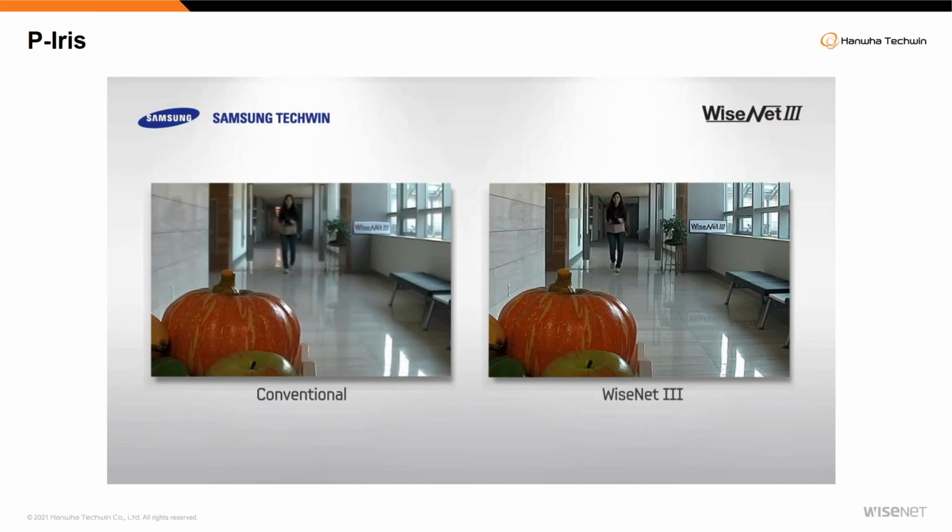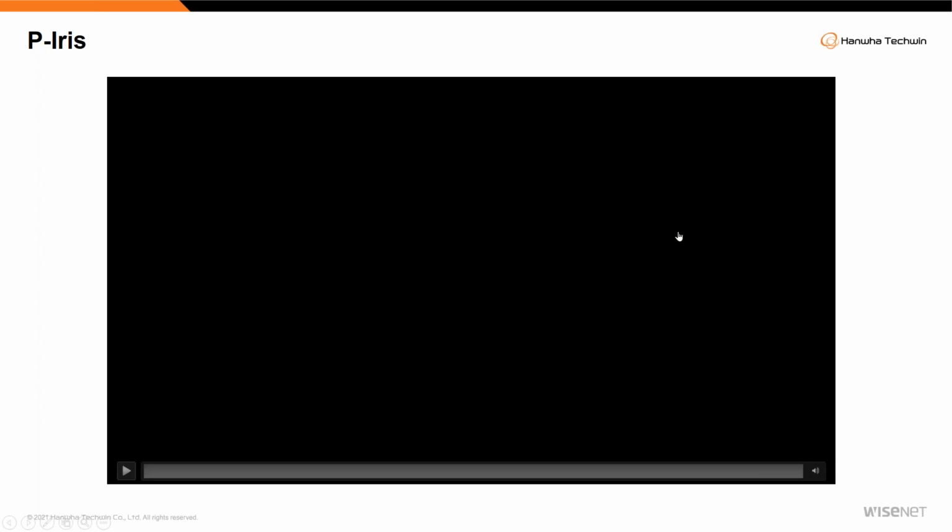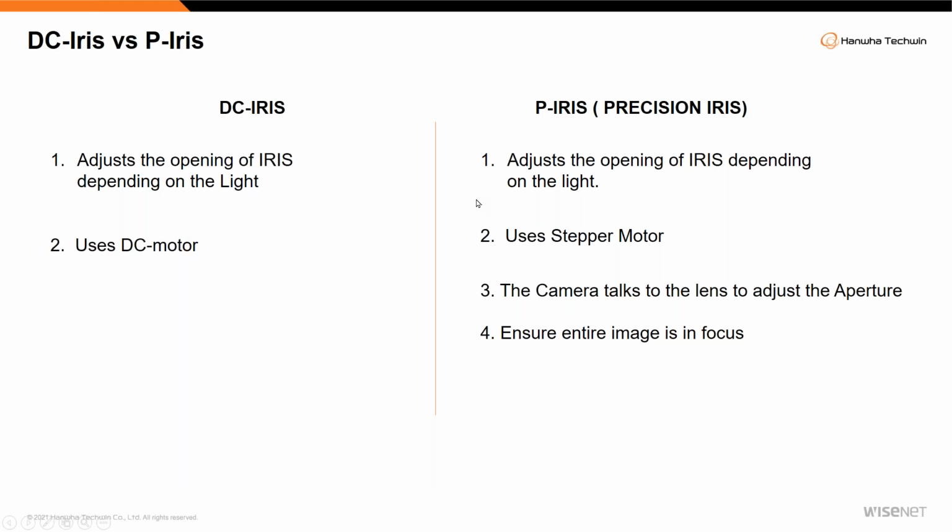DC iris is not bad because you can see globally 90% of the cameras are DC iris, so you don't really have to worry about it. But just know P iris or precise iris is a little bit more advanced, slightly superior compared to DC iris, but no way is DC iris inferior. You still will find the majority of the cameras in the market use DC iris and work just fine. There are enough settings available to make sure the image is in focus. P iris can make a small difference, but it is good to have. It's not a mandatory thing.